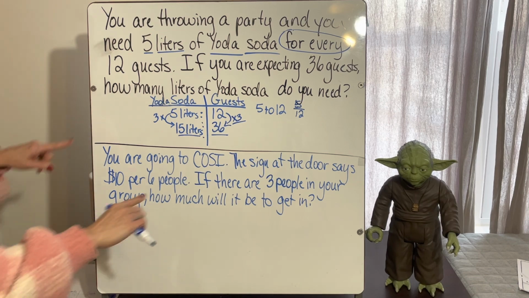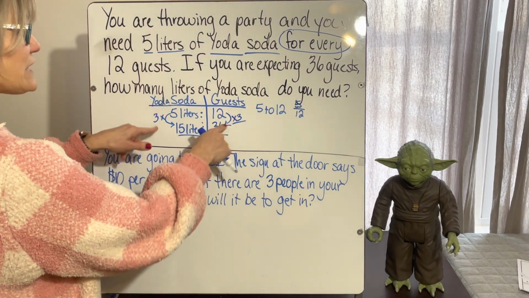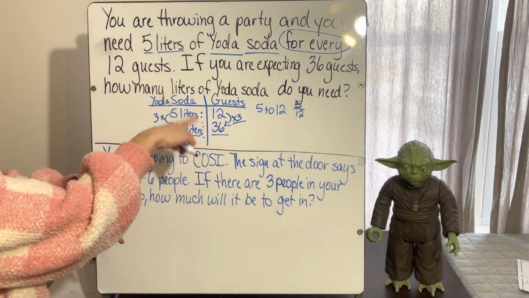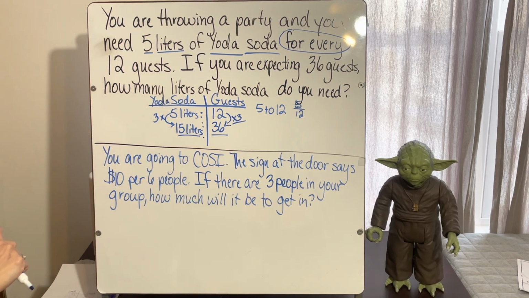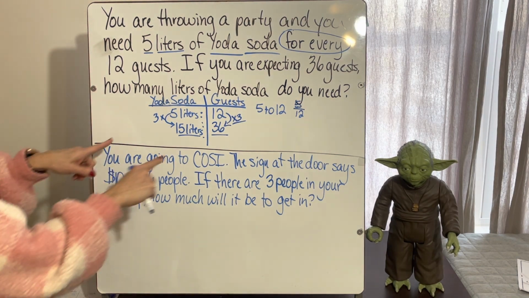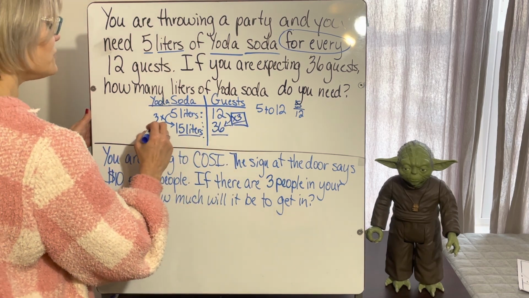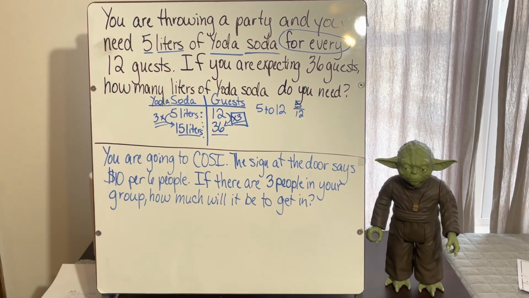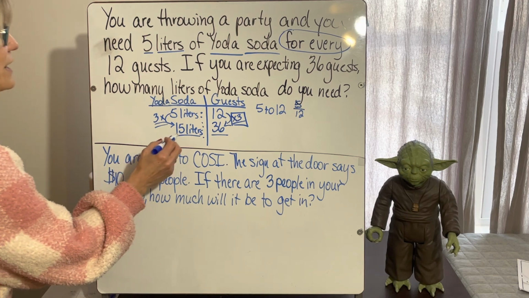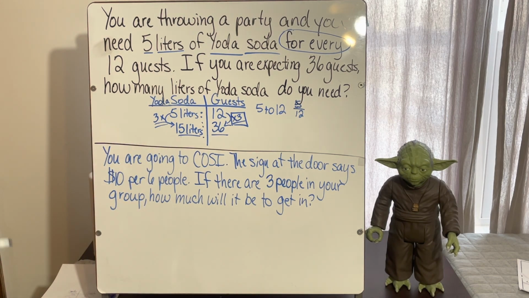All right, so remember, you've got to find the relationship in the numbers, and I kind of like doing the ratio table. It just makes it easier for me to see. And then I could find that relationship. I found that relationship here, and I had to do the same thing on the other side in order to figure out how many liters of Yoda soda I need.